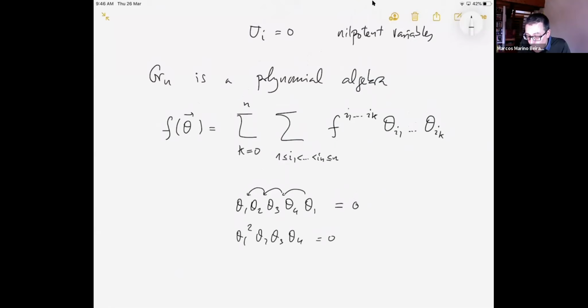Of course, you can always put the thetas in a given order. So I can always order the thetas by using the anti-commuting property. I can always order any monomial in terms of ascending indices. Okay, and this is what I wrote here. What I wrote here is that I order the indices, so i1 is the lowest index and ik is the highest index, and I can always order any monomial like this. Okay, and in particular, these f's are complex numbers. So these are complex numbers.